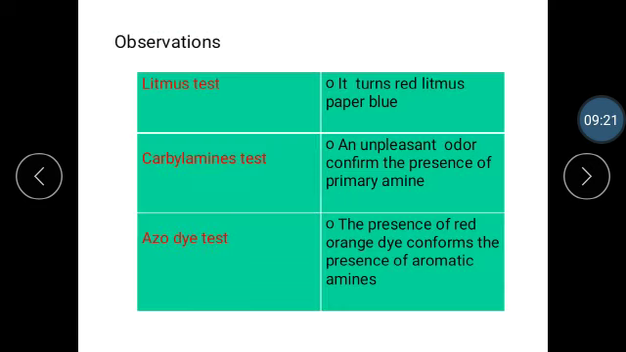Let's see the summary of this test. First is the litmus test. In the litmus test, it turns red litmus paper blue. In the carbylamine test, an unpleasant odor confirms the presence of primary amine. In the azo dye test, the presence of red-orange dye color confirms the presence of aromatic amines.